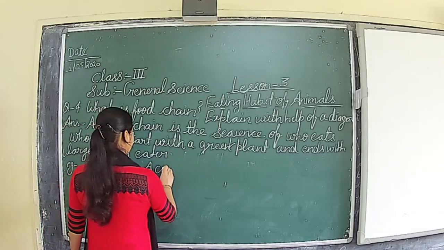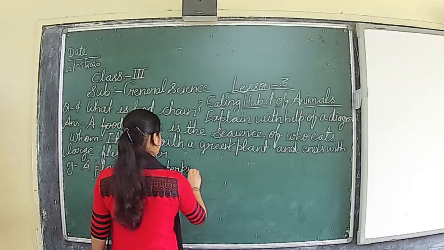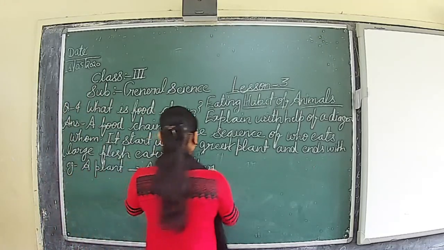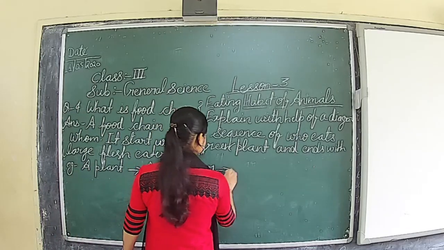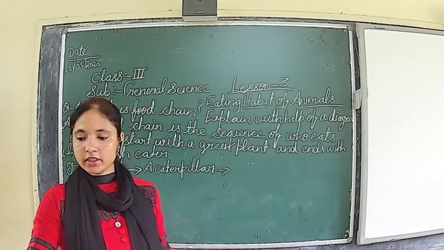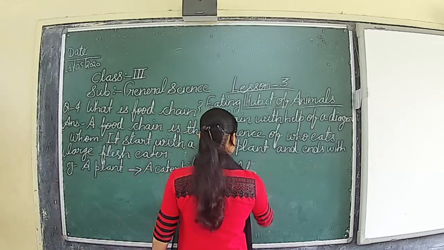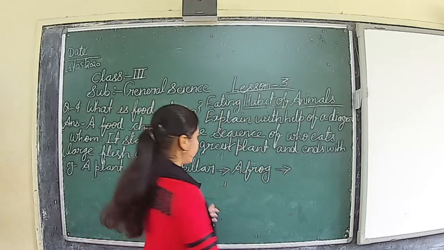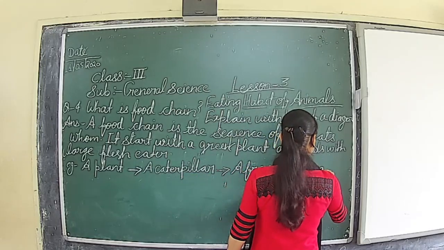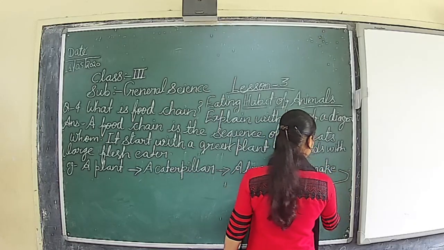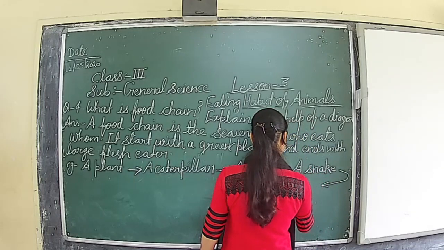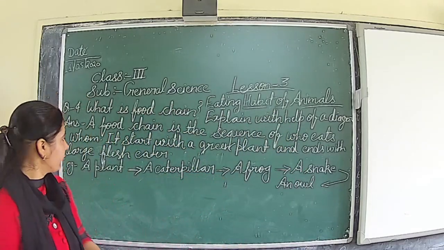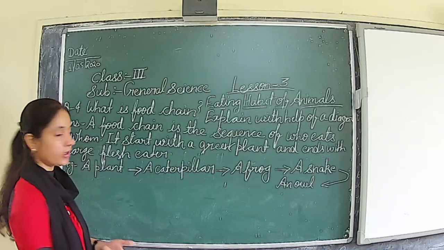A caterpillar, then a frog. The frog will eat the caterpillar, then a snake will eat the frog, and then an owl will eat the snake. So this will be the food chain.